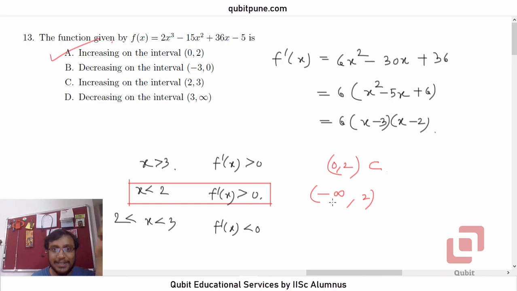Yeah, okay, that's right, sorry. Negative 3 to 0 belongs to negative infinity to 2, so that's right. Okay, it's not decreasing, it's actually increasing. Increasing on the interval 2 to 3, that's not right, it's negative, so decreasing. Decreasing on the interval 3 to infinity, again not right, because it is increasing. Okay, so that is option A for question 13.